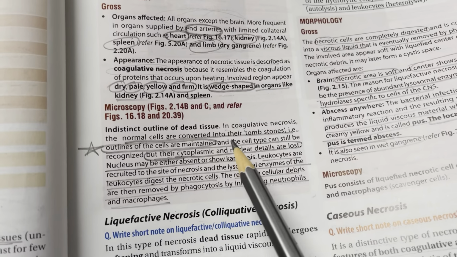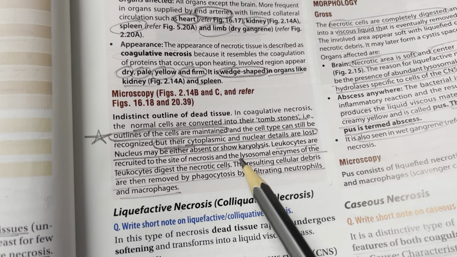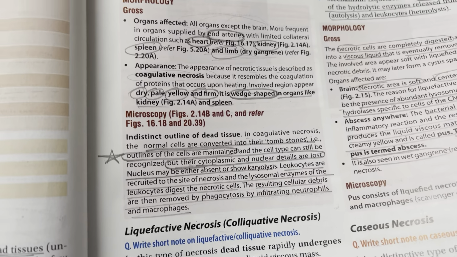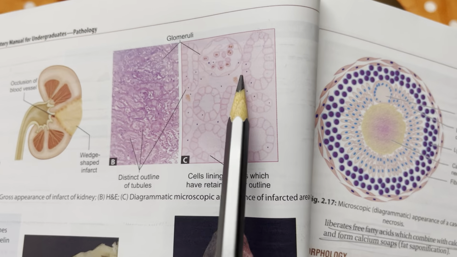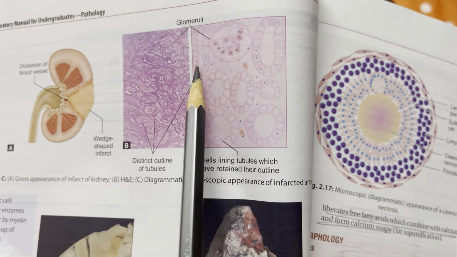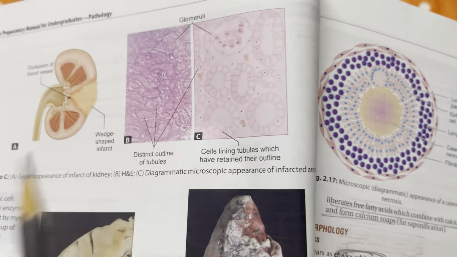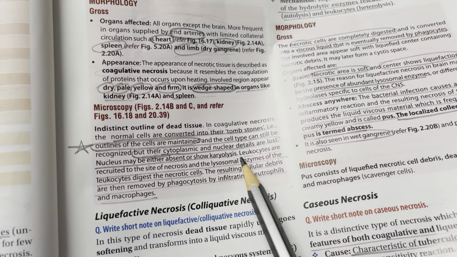Microscopically, the normal cells are converted into their tombstones. The outlines of the cells are maintained, but their cytoplasmic and nuclear details are lost, because of karyorrhexis, karyolysis, and so on. That is why in the kidney you can see here the tubule structure is maintained, the outline is maintained, but the nuclei are lost. The cells don't have nuclei. The nucleus may also be absent or show karyolysis.